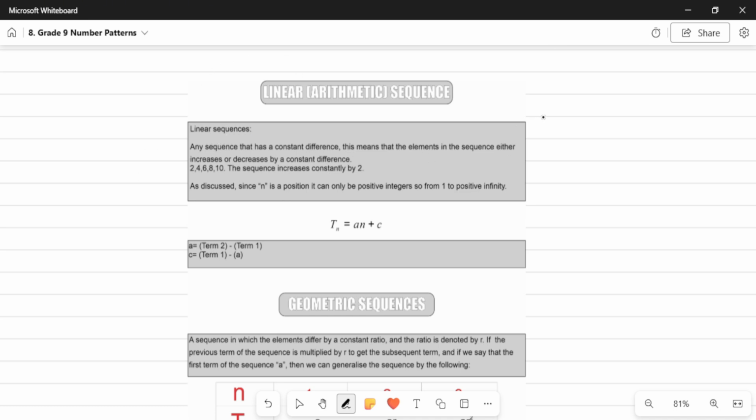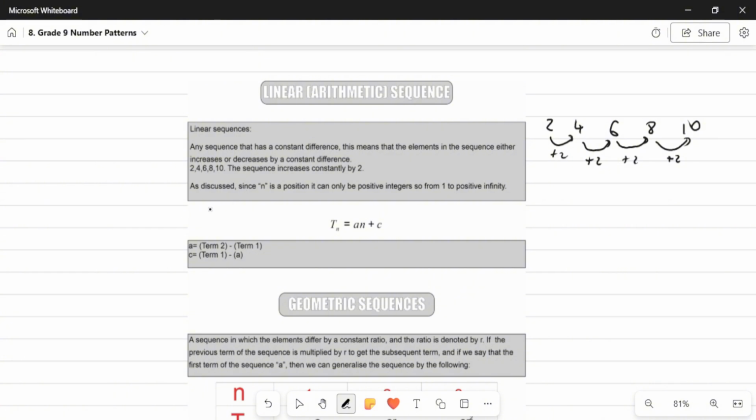So what you need to remember is, let's say we have 2, 4, 6, 8, 10. These are the elements of the sequence, right? You can see that every term here is increasing by 2. So 2 plus 2 gives you 4. If I add 2 to that term, it gives me 6. If I add 2 to that term, it gives me 8. If I add 2 to that term, it gives me 10. So the sequence constantly increases by 2. Right? So that's what you need to remember.